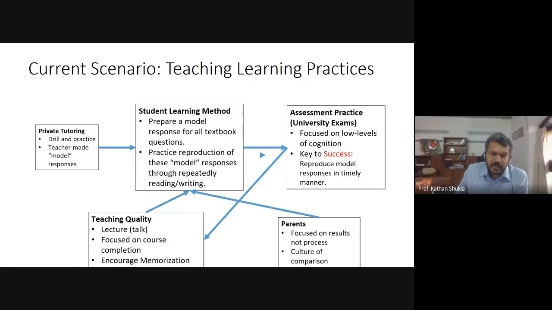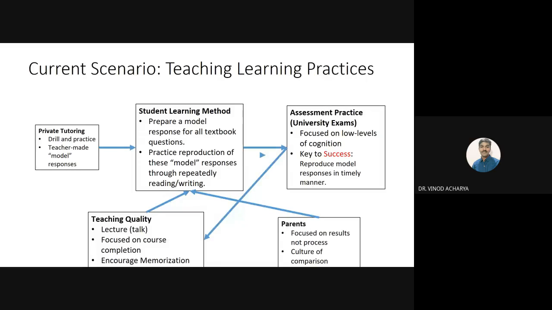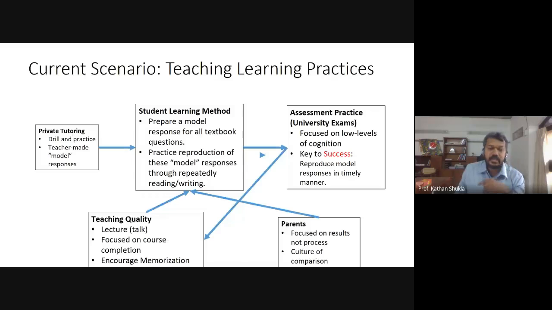So the coaching industry or private tutoring actually gives a lot of drill practice, and then they give you some model responses. Those are the two things they do, and that is what students need in order to get a high score on university or college exams, so they can easily graduate. So this is how the current system is set up.